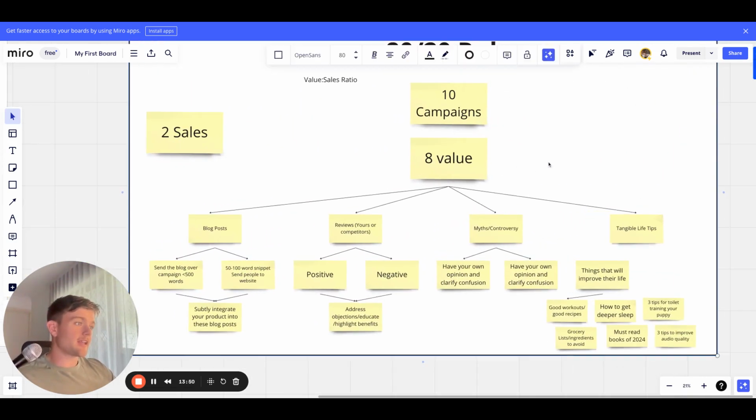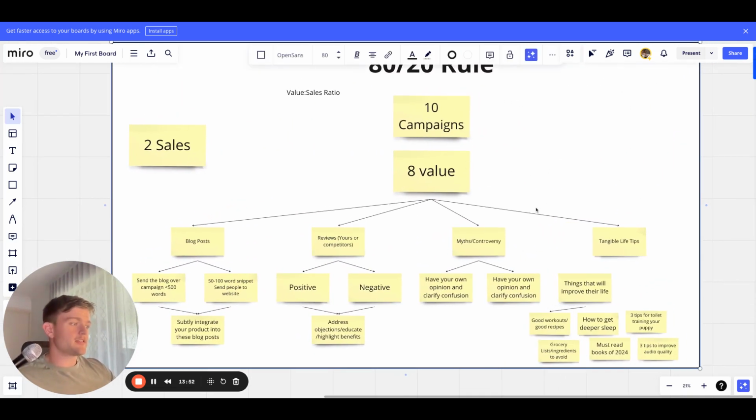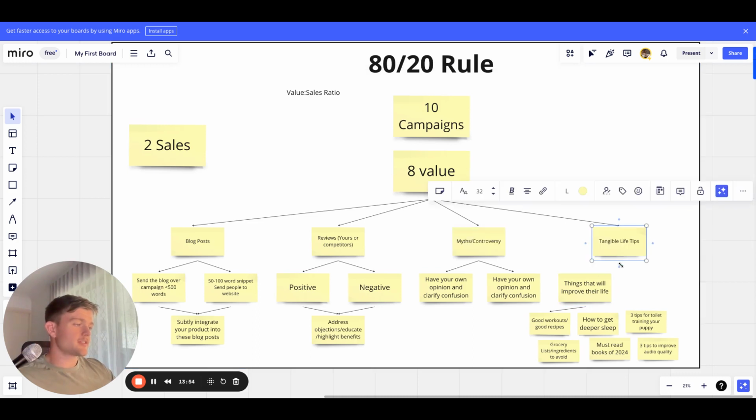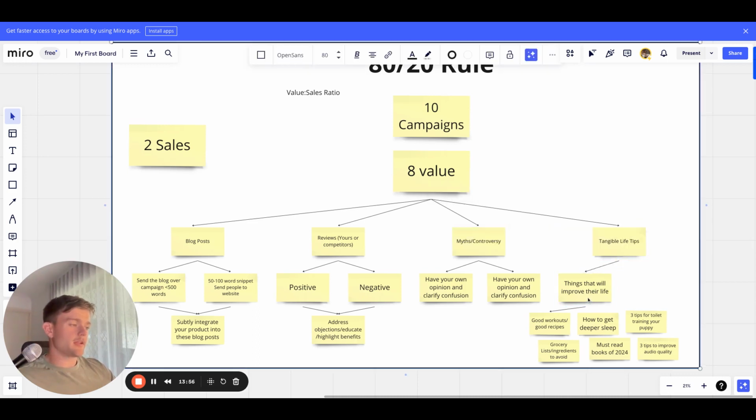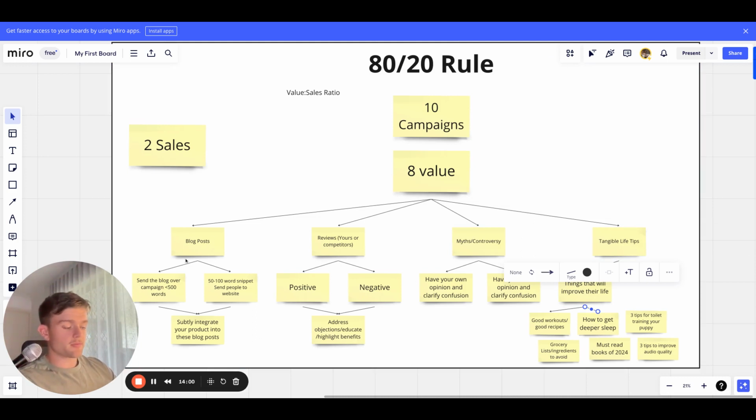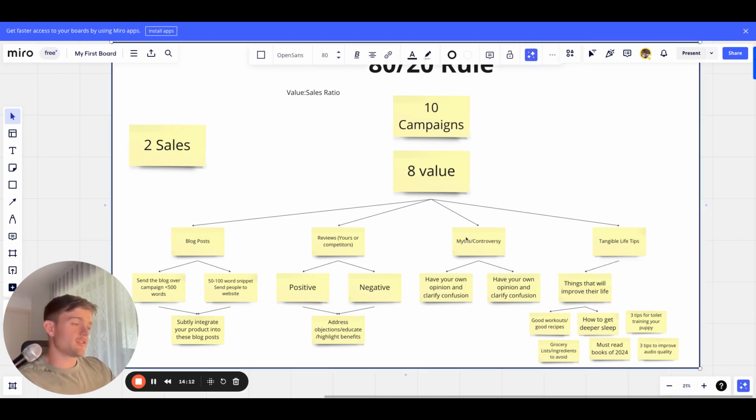So we're going to come back to here, and out of our 10 campaigns, we're going to have 8 value campaigns. And when you're making value campaigns, focus on topics like blog posts. Repurpose your blog posts. That's a great way to cheat your way to having great content already, because you've probably already done the work. Go study some reviews, put spins on positive and negative, understand the themes and the trends in the reviews, and use that. Myths and controversy. Find some controversial things in your industry, things that maybe confuse people that you can clarify on. That's a double up there.